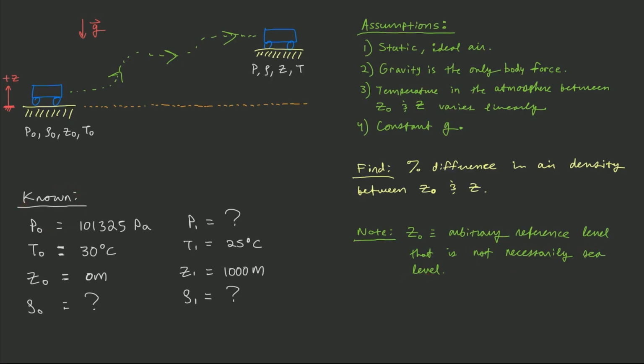So we're going to note that, again, Z naught is an arbitrary reference level that is not necessarily sea level. Our knowns here are Z naught, which we're just going to take as 0. The temperature at Z naught is 30 degrees Celsius. The pressure is 101,325 pascals, so approximately 1 atmosphere. And we're not sure what the density is. At level 1, so this level right here, the pressure is unknown. The temperature is 25 degrees Celsius. The elevation is 1,000 meters, so a kilometer, and the density is also unknown.